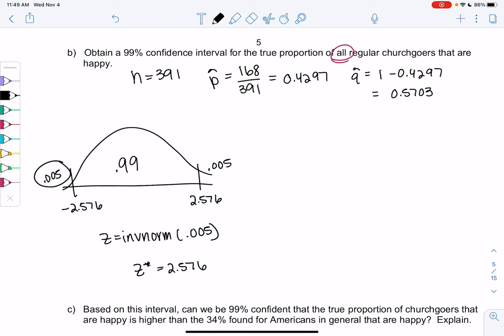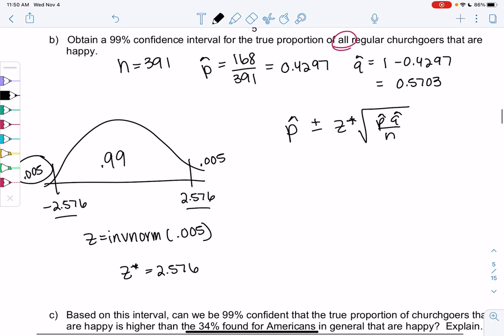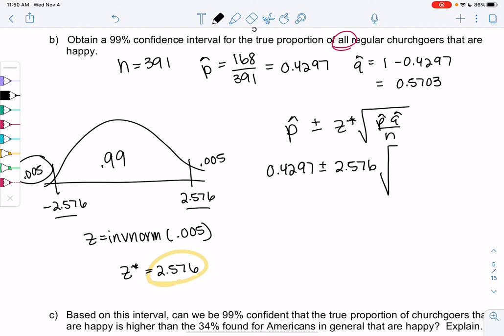Inverse norm will give you the negative one, but because of the plus or minus, p hat plus or minus, that's taking care of it. So the formula is plus or minus z star square root p hat q hat over n. We've done a couple of these. If you're feeling a little confident, you could pause the video and see if you could plug these in on your own. Otherwise, let's plug in. 0.4297 plus or minus my z-score, 2.576, square root of 0.4297 times 0.5703, all over the total of 391.